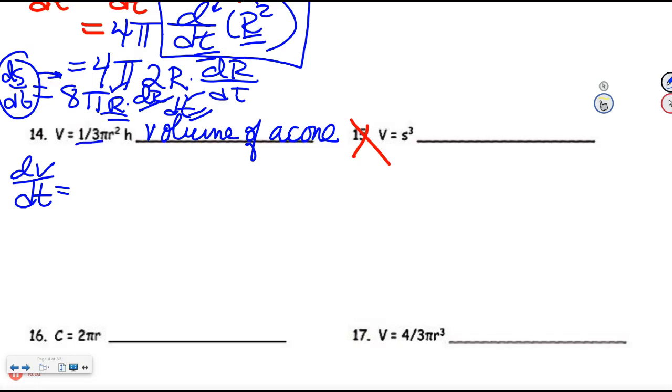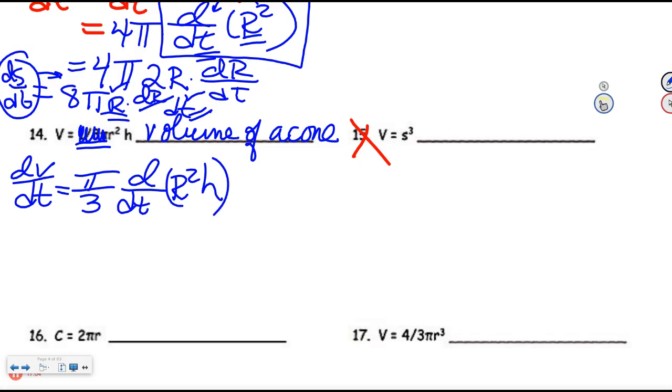So I'm going to pull the pi thirds out front right off the bat now since we've been doing it for a while, and I'll take the derivative, so that's pi thirds, with respect to time of the variable portion. And all of these are varying. As I increase the radius and the height, the volume will increase, or if water's leaking out of the cone, the radius is going down, the height's going down, and the volume's going down. So I will leave my pi thirds out front.